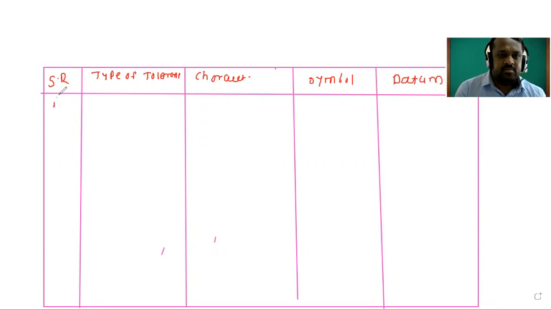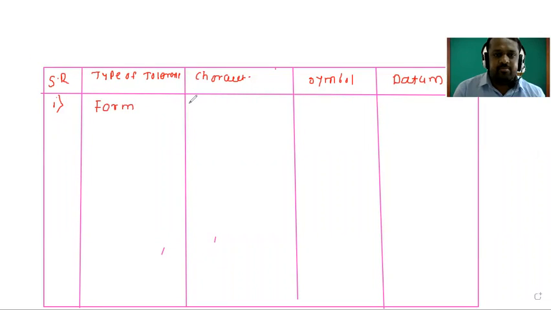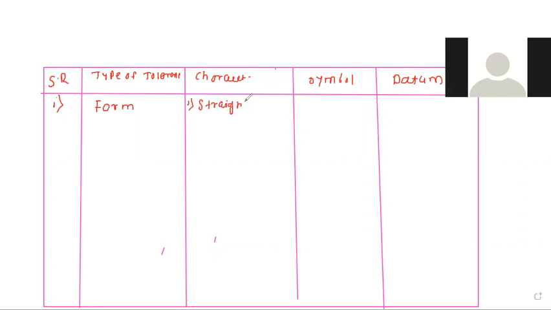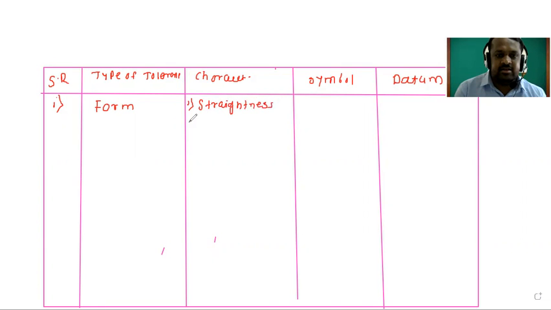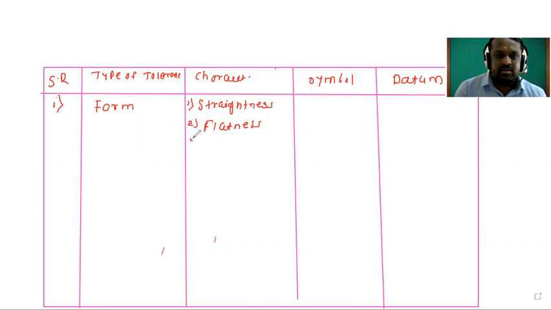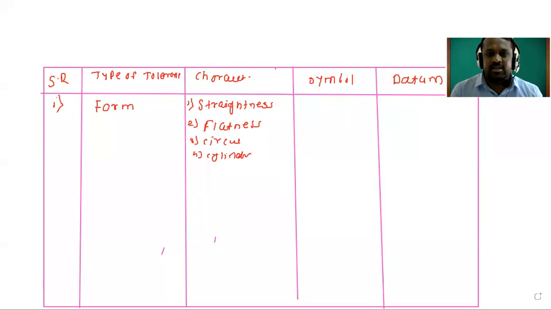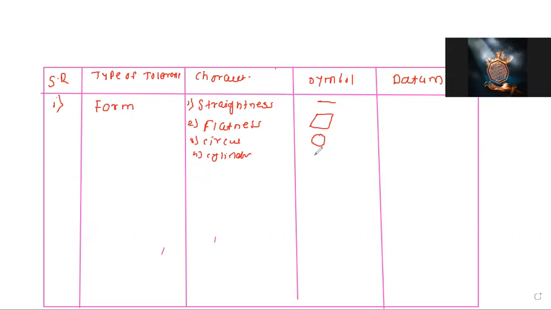What is the first type of tolerance? The first type is Form. How many characteristics are there in form? First is straightness, second flatness, third circularity, and fourth cylindricity. The symbol for straightness is a straight line, for flatness like this, for circularity a circle, and for cylindricity like this.